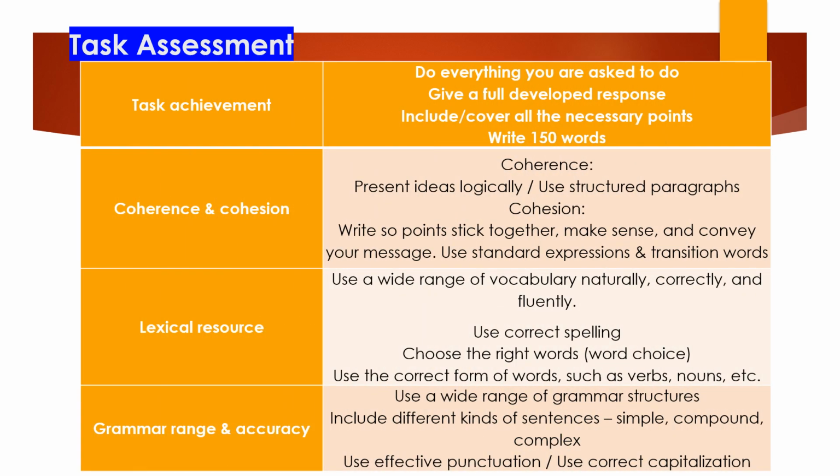Let's take a look at the task assessment. The first is the task achievement, in which you need to answer whatever is asked in the question. That goes for 25%. The other 25% is coherence and cohesion. You need to use structured paragraphs and make standard expressions. The other 25% is a lexical resource. You need to use a wide range of vocabulary. And the last is the grammar range and accuracy, which is 25%. Include different kinds of sentences, ranging from simple, compound, and complex.